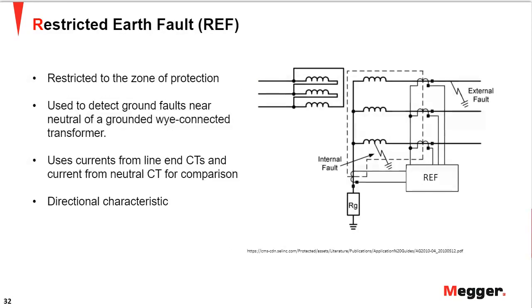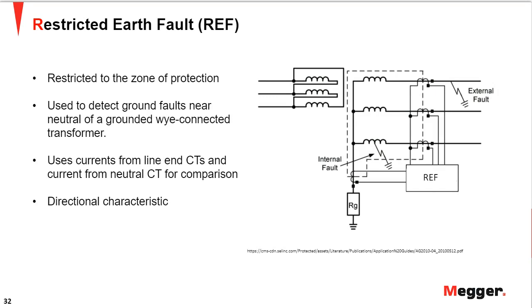Next is the restricted earth fault protection. Like the name itself suggests, it's restricted to a particular zone of protection. So if you see here, we have a delta-Y transformer, and obviously there's a resistive connection on the grounding here, and we have the restricted earth fault relay that's connected to the CT on this leg, as well as the 3 CTs on the line side.